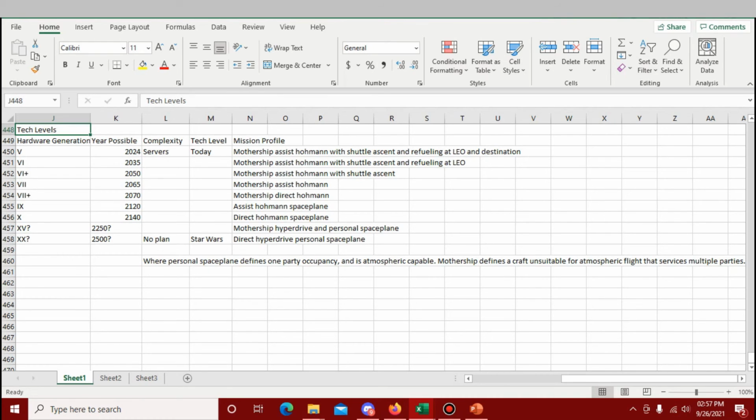So the tech level affects O2 longevities, fuel efficiencies, engine power, where you can refuel, and the feats that you can accomplish. So, which tech level am I choosing? I'm choosing the direct Hohmann spaceplane, technology level 10. This will basically balance showcasing the process of planning without going overboard and making a 100-hour video series.